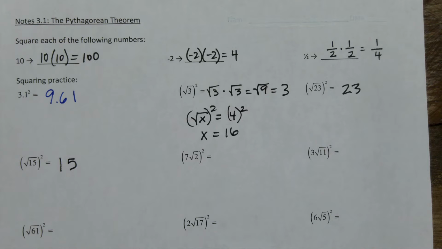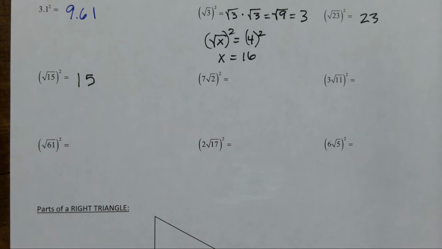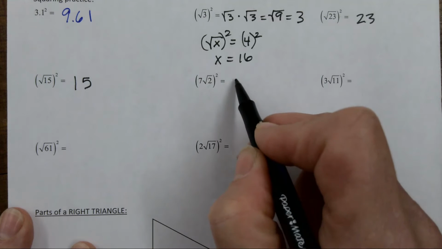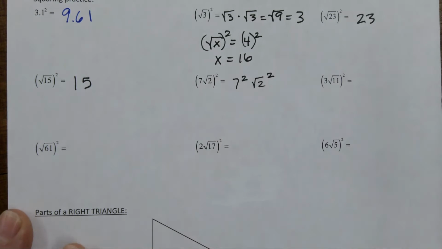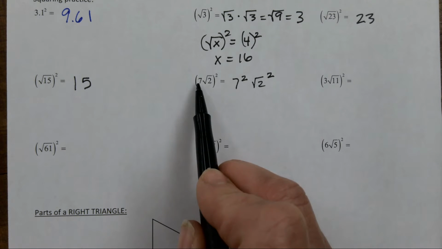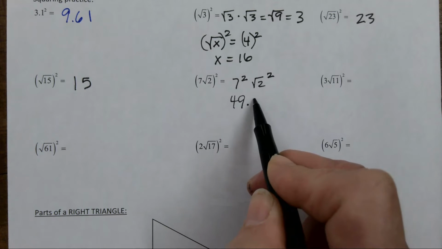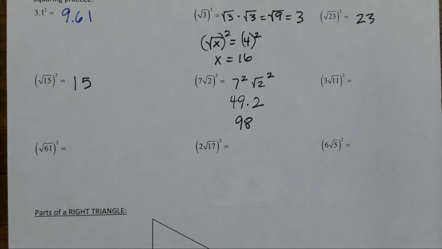What happens if they stick a number in front of it? Well, then it takes a little bit more. I have to think of this separately. I'm going to think of this as 7 squared and the square root of 2 squared. So the 7 gets squared, 49. The square root of 2 gets squared, 2. And then when I multiply those together, it's 98.